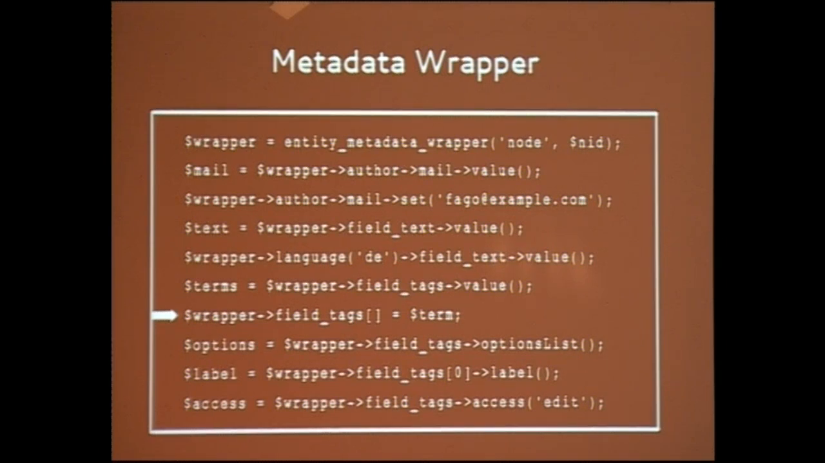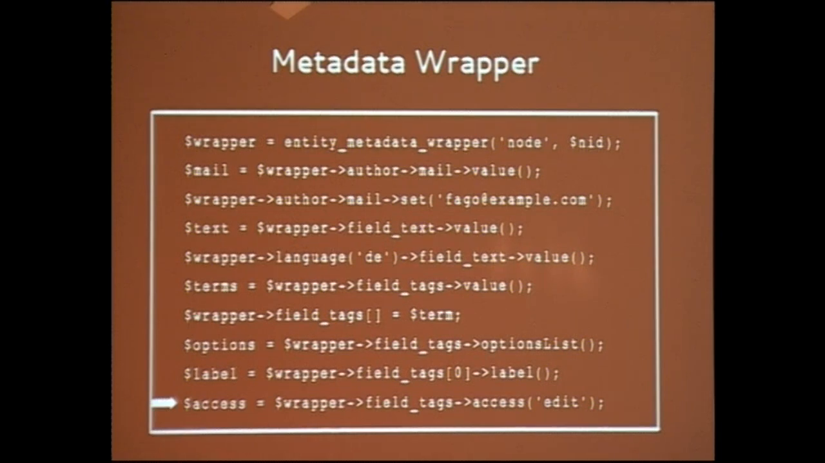So you can just call options list on a wrapper object, and you get back the possible options. Or it works the same way for getting the entity label or for checking entity access. This just makes use of all the other helpers that are available in the entity API module and makes them accessible for you on the wrapper objects.